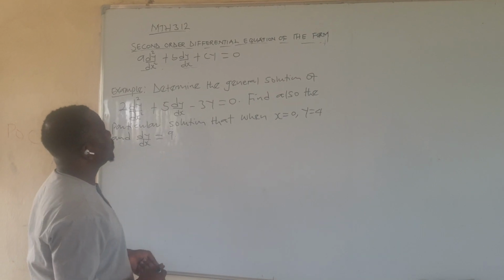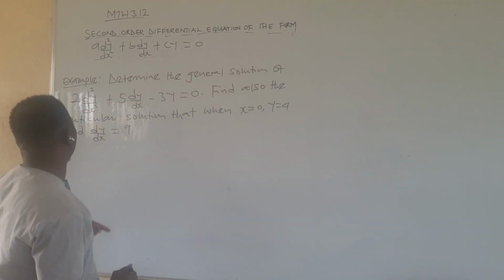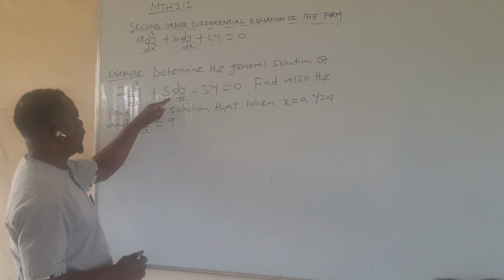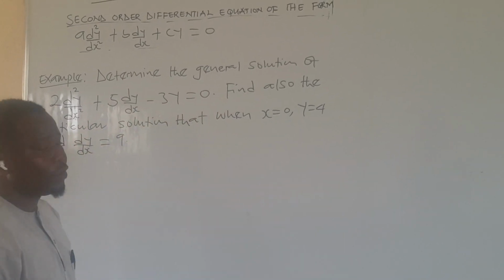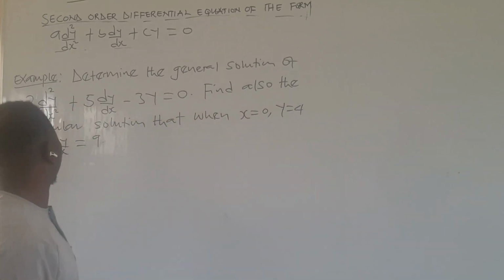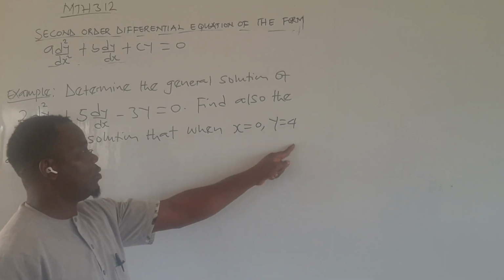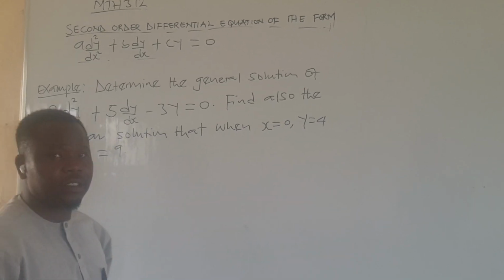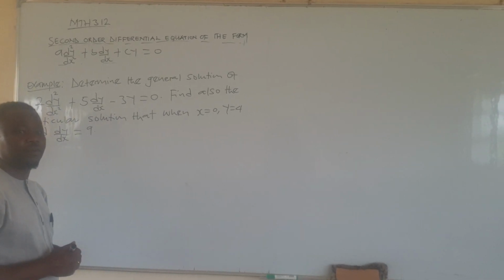This example says: determine the general solution of 2 d squared y over dx squared plus 5 dy over dx minus 3y equals 0. Then also find the particular solution when x equals 0, y equals 4, and dy over dx is equal to 9. As simple as ABC, it is not difficult.